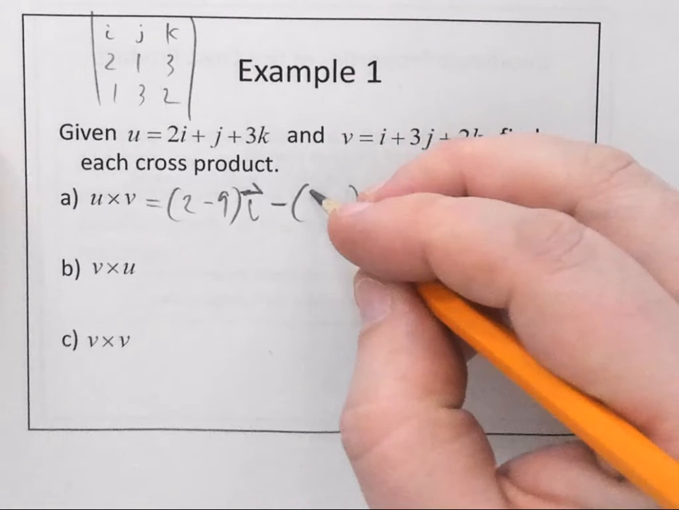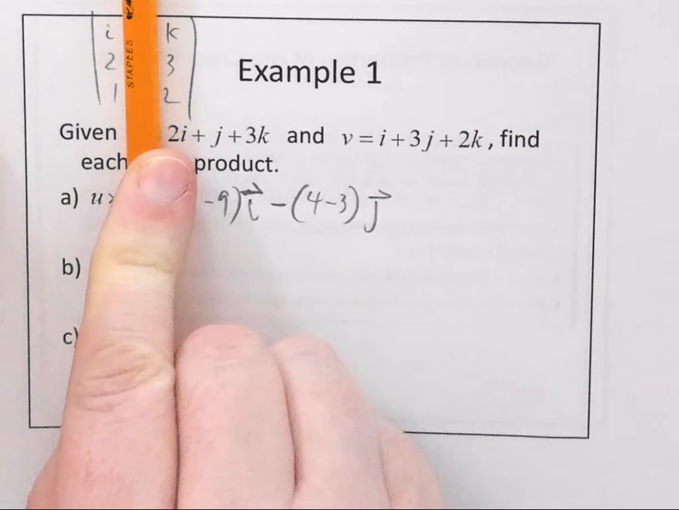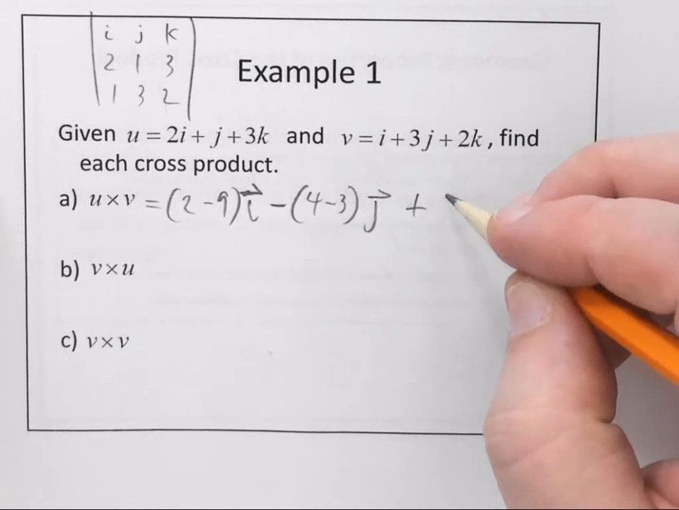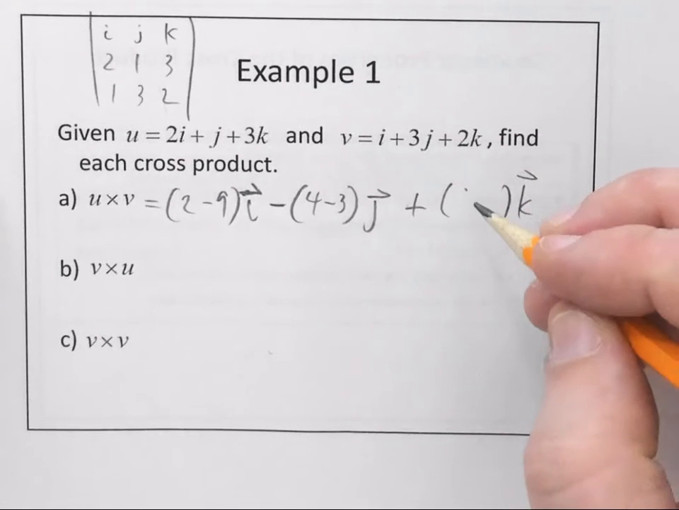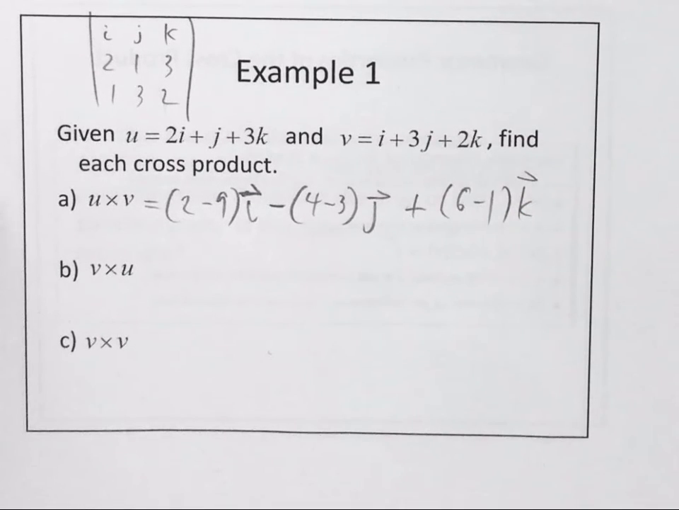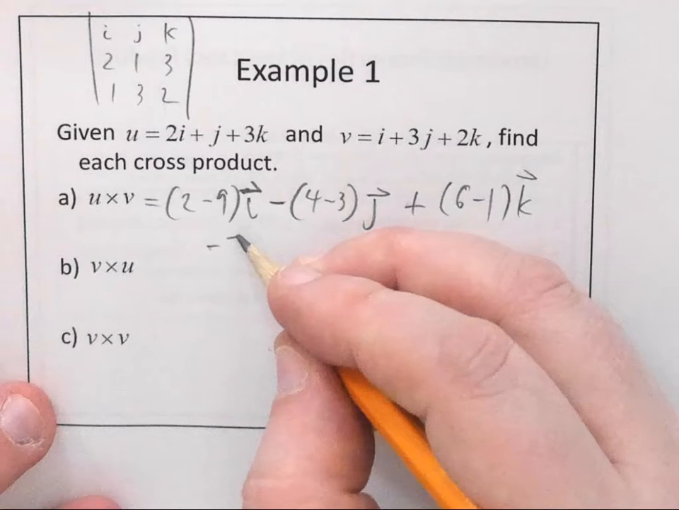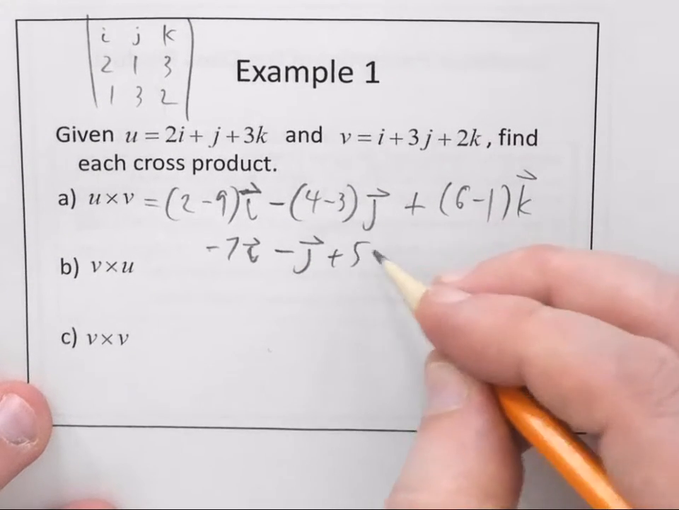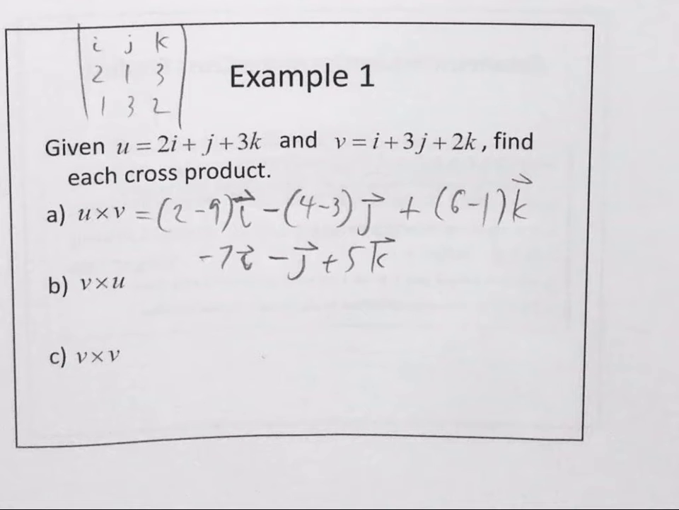So what's going to go inside with the j? 4 minus 3. So if I cover up this row, downward diagonal minus the upward diagonal. And then plus or minus? Plus. Only one that's minus is that middle one. Yeah, 6 minus 1. So the result you get is just negative 7i minus 1j plus 5k. That's your cross product. It generates a new vector from those previous two vectors.